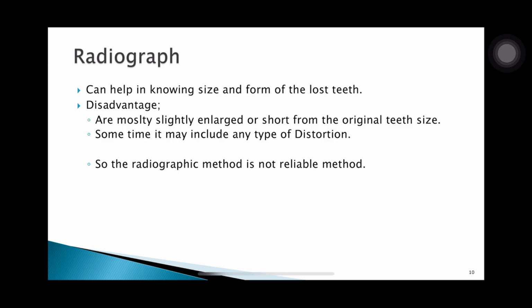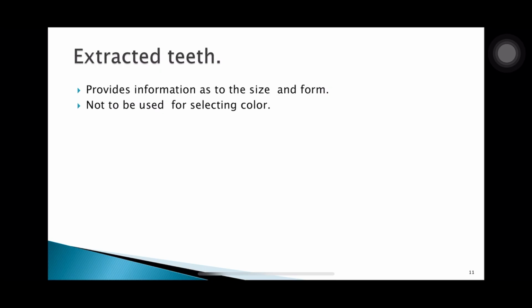Next is the radiograph. Intraoral radiograph is very helpful. It helps to determine the size or form of the lost tooth. But radiographs have some disadvantages, like radiographs are mostly slightly enlarged or shortened from the original teeth, and sometimes may include some type of distortion. So we can say the radiographic method is not a very reliable method for the teeth selection.